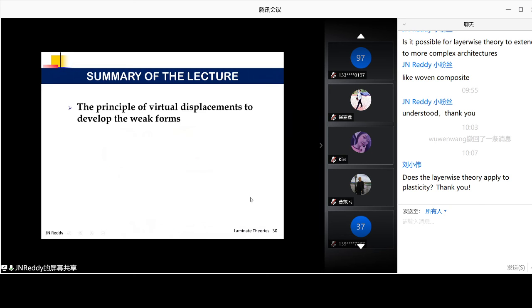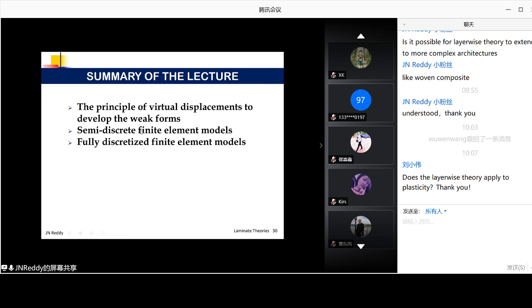Okay, so I want to close this lecture by saying that we started with the principle of virtual displacements to develop the weak forms for the plate equations. Then we did the semi-discrete finite element model. Then the fully discretized finite element model: I did not go into the detail of the Newmark scheme, but I said the Newmark scheme is used to convert the equations to fully discretized finite element equations. Then we solve the nonlinear equations using direct iteration or Newton's iteration. In all my work, I typically use Newton's method.